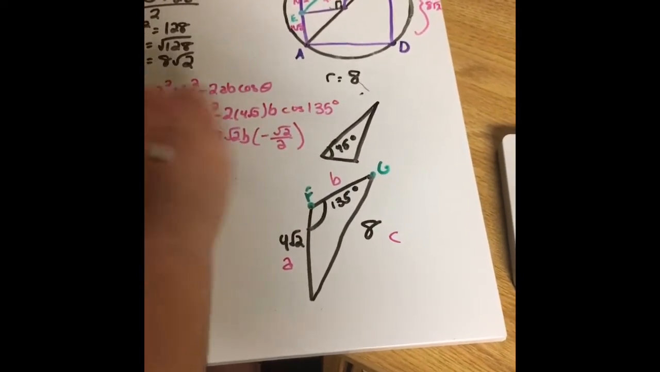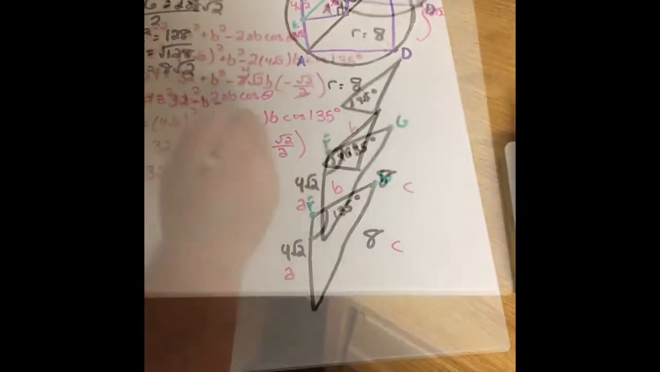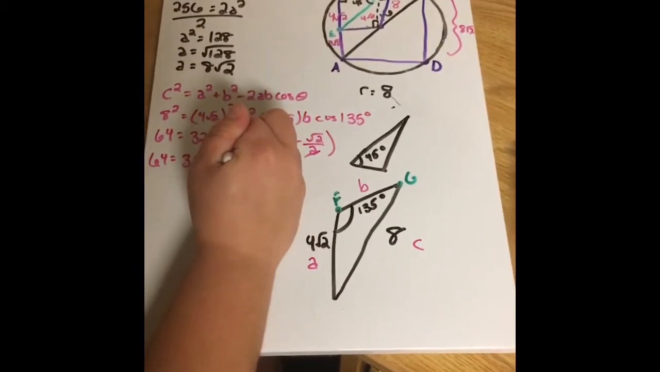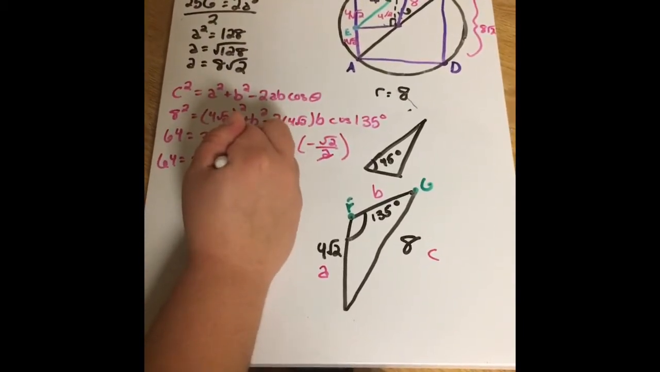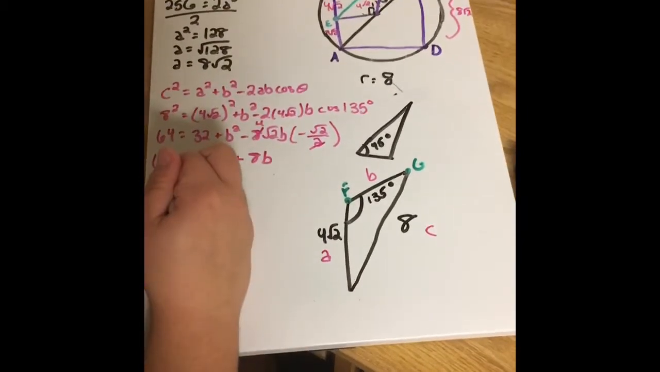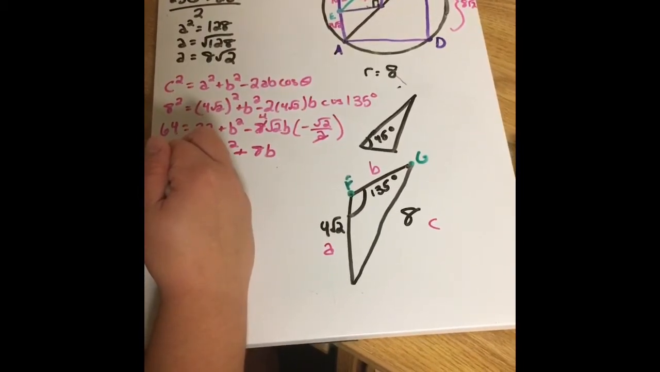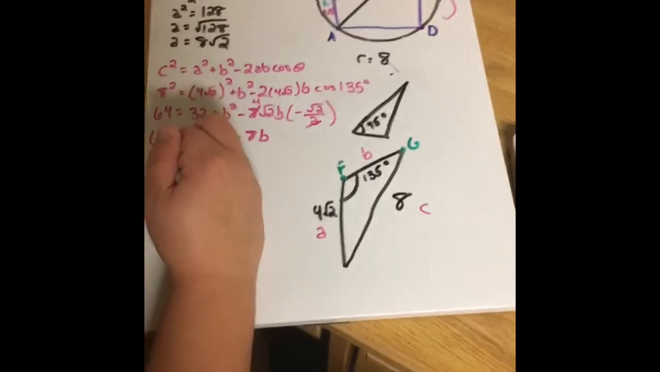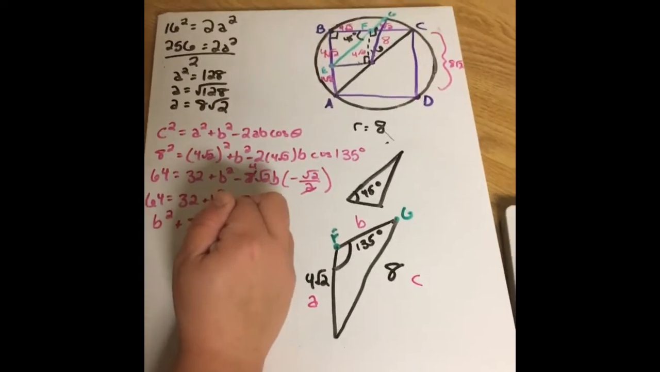So we can simplify this section to get 64 equals 32 plus B squared minus, and we can cross out this 8 and make it a 4 and get rid of this 2 to get 4 times root 2 times negative root 2, which will be plus 8B. And then we can bring the 64 over instead. So then we'll have a quadratic equation that is B squared plus 8B minus 32.